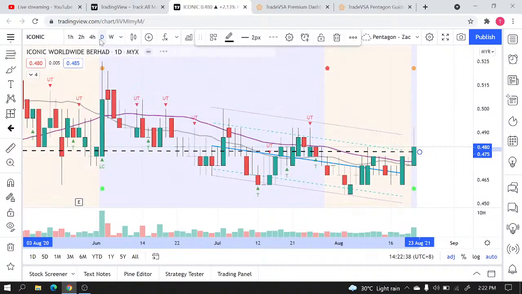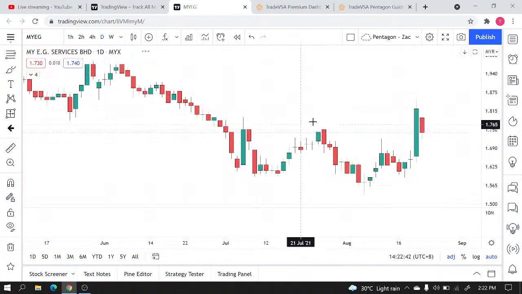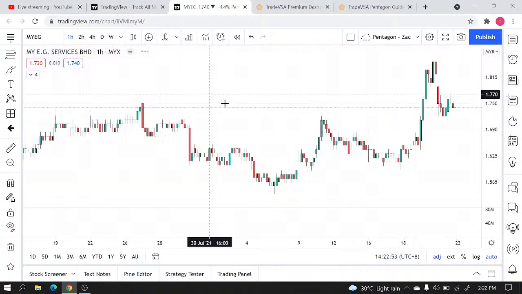Oh yeah, thank you Wong. It's MYEG. Yes, correct, that's one, MYEG. Oh no, there's another one. There's one that actually came with an upthrust then a down bar. I cannot recall which one it is, but MYEG is one of them also.